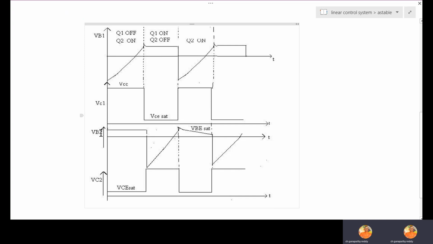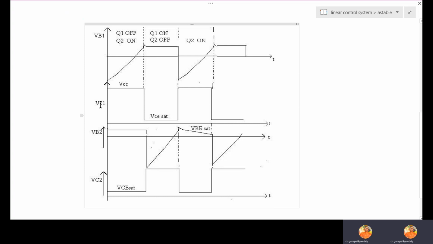The same way VB2 also, it is just the same, symmetrical. Positive base voltage, transistor will be on. You should get VC sat of 0.2 or 0.3 approximately. For negative voltage of base, the transistor will be in off state. Almost this is equal to VCC. So this is VC sat, then VCC, like that, on off on off. So you get a square waveform. At the collector, what we observe is a square waveform.